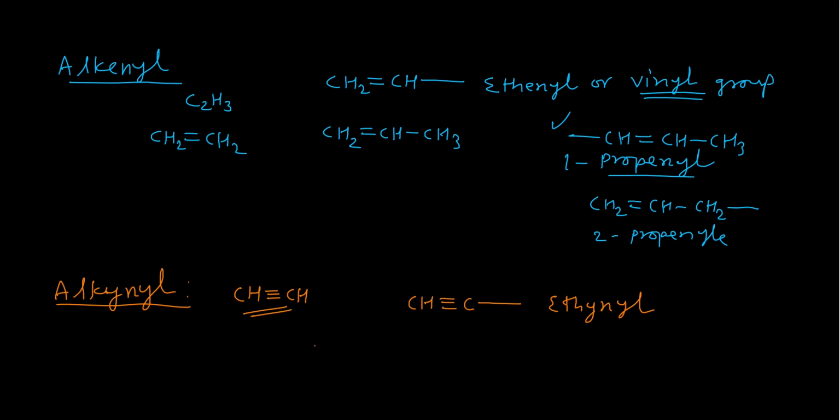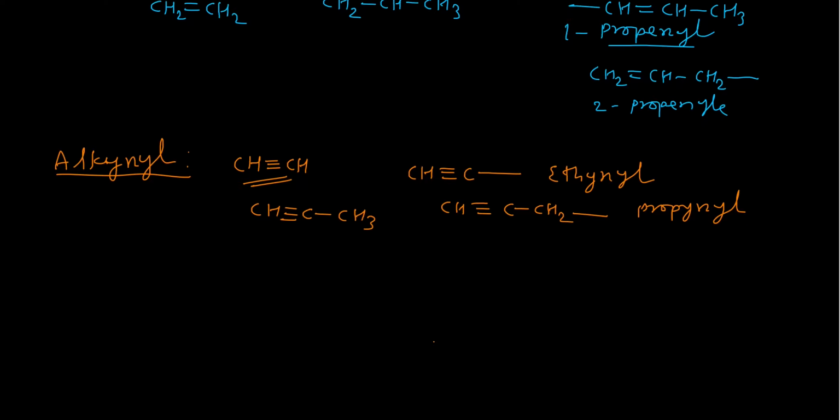Okay, similarly you can have the second member, CH triple bond C and then CH3. If you remove one hydrogen from here, it will be CH triple bond C CH2. So this is your propynyl. So this is your 2-propynyl, and if you would have removed this hydrogen, then it would be 1-propynyl. Okay, so this is your alkynyl group, and the last category we will see.